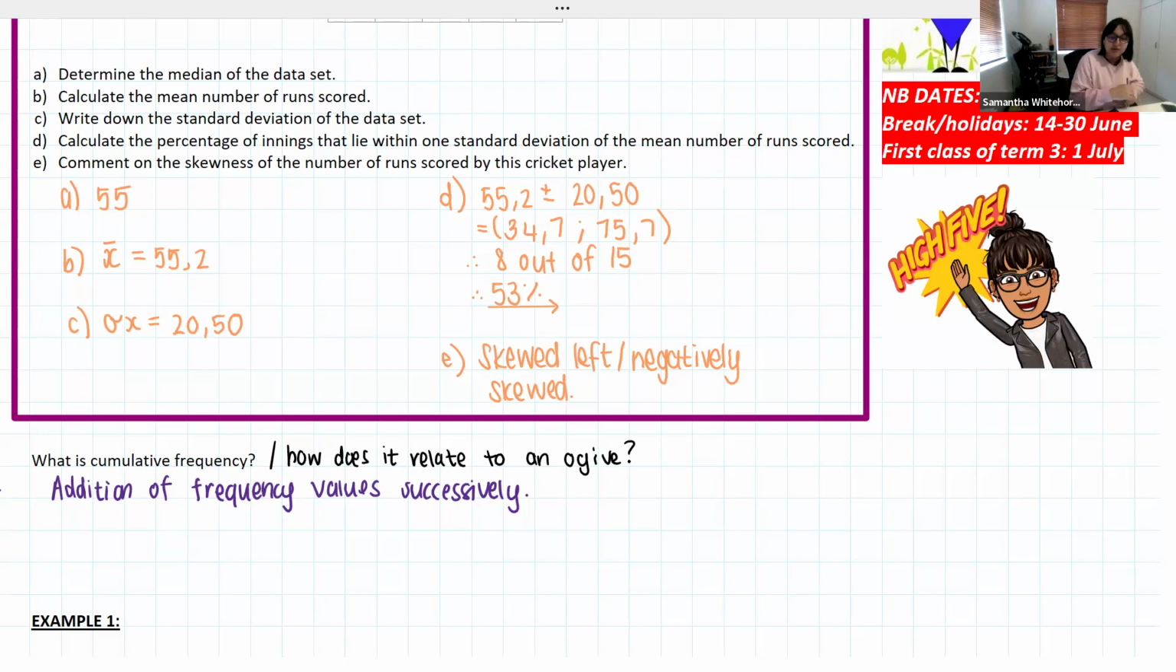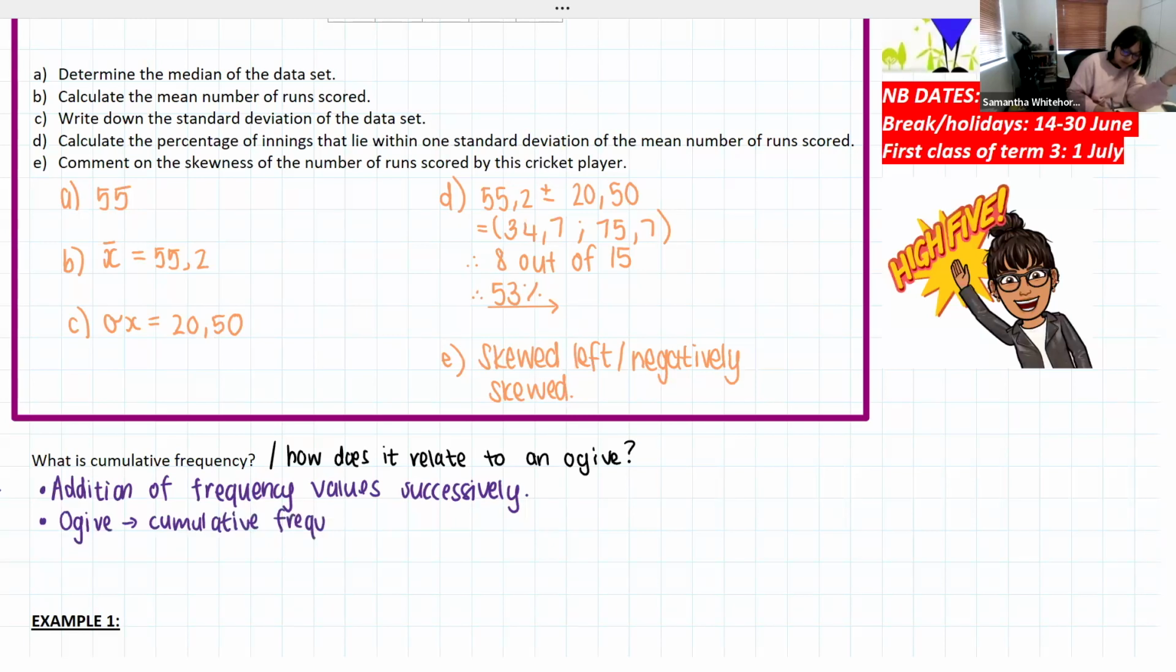The cumulative frequency allows us to answer questions like, how many people got a mark above 70%? What percentage of people got a test score below 75%? It allows us to work with those sorts of questions. Right, an ogive is basically the graph of your cumulative frequency. Sometimes we call it a cumulative frequency graph.